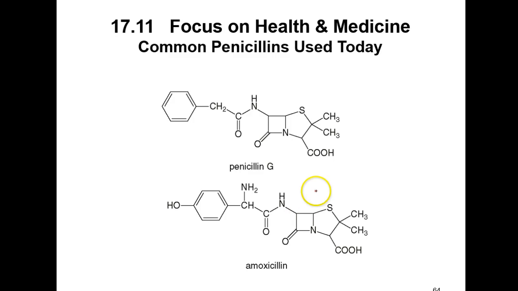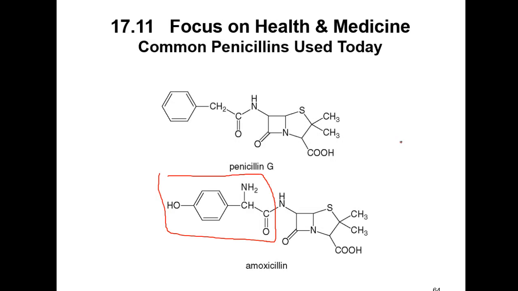Here are some examples. Here's penicillin G. Here's amoxicillin, a very common one that is given especially to children. I know a lot of kids respond very well. This is an amino acid right here, I believe tyrosine. And then you have your beta lactam. All right, so there we go. That is the rest of chapter 17. We will talk about it in class next time we meet, and please ask questions.